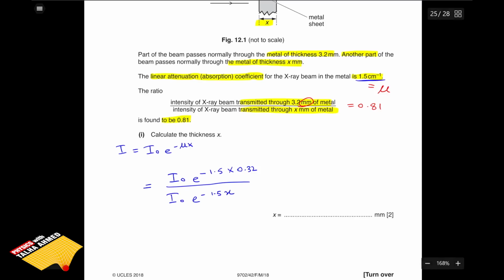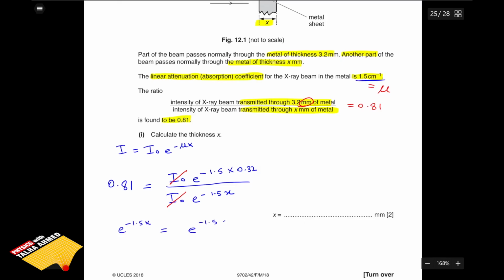It's the same material, so it has the same value for mu, but I don't know the thickness. And this entire ratio between these two thicknesses is going to be 0.81. So I naught, the incident intensity, cancels out, and then all we have to do is rearrange this equation. Now I know that many students tend to have problems solving these exponential equations, so I'm going to show each and every step.